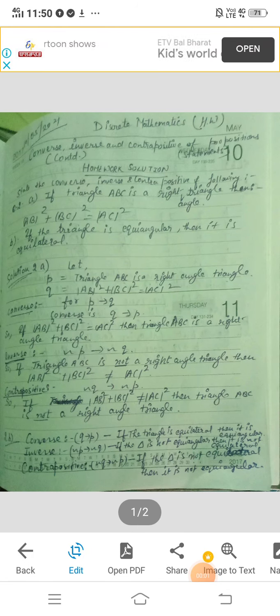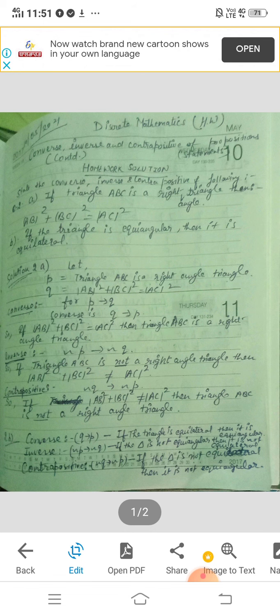Good morning, everyone. In today's lecture, I will discuss the homework questions which I had given in discrete mathematics. The topic here is converse, inverse, and contrapositive of propositions or statements. So, this is a question which I had given in the homework. The question was: state the converse, inverse, and contrapositive of the following statements.